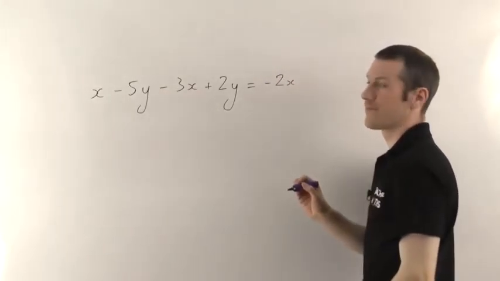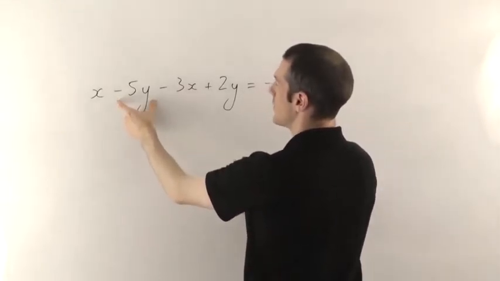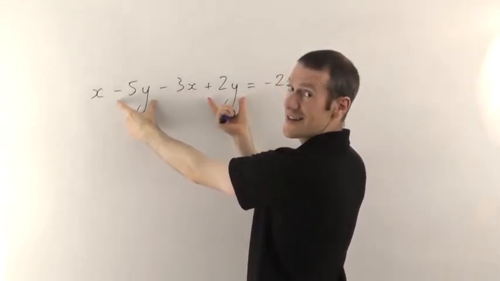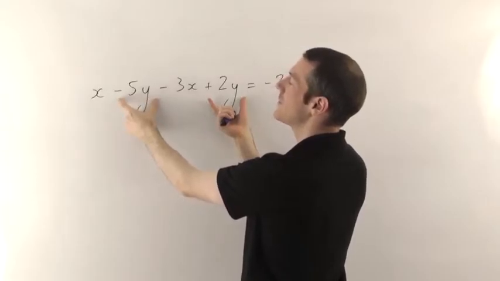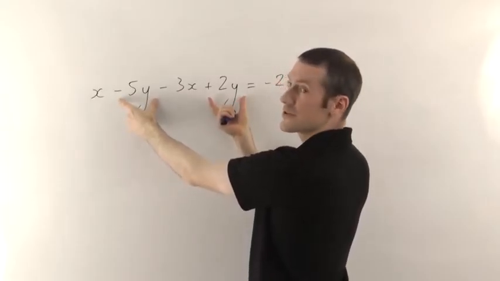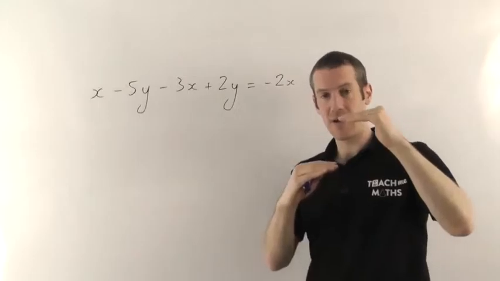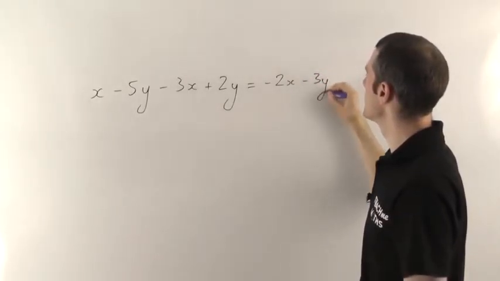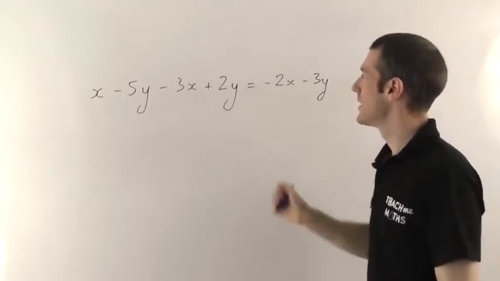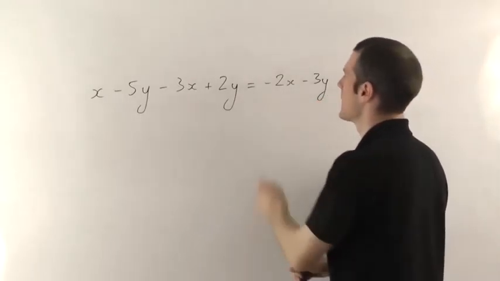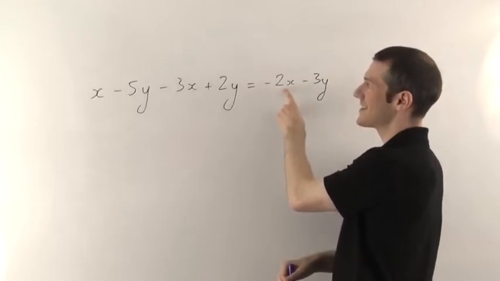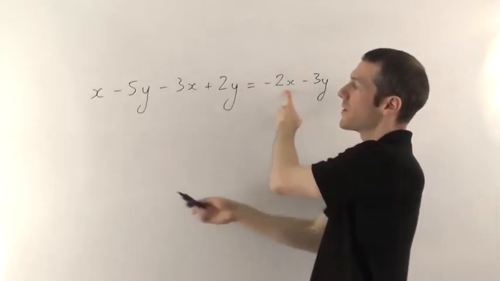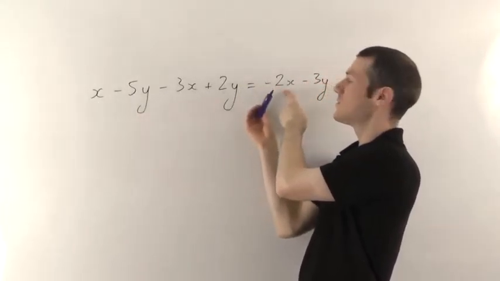I've then got the y's here, and I look at the signs carefully. It's minus 5 lots of y plus 2 lots of y. If you start off at minus 5 and you go up by 2, you're going to get to minus 3 lots of y. And look at where the signs are. Yeah, this 2x is actually a negative 2x because 1 minus 3 gives you minus 2.